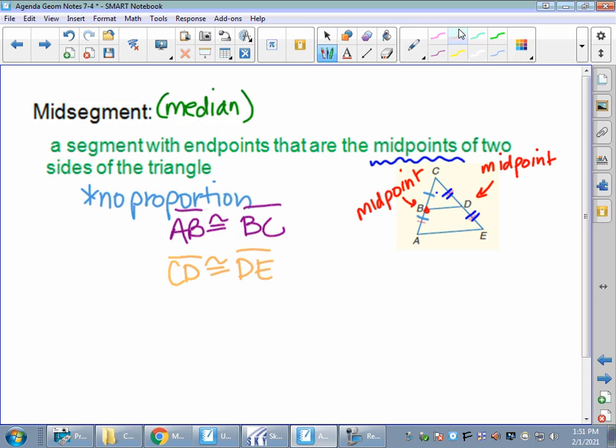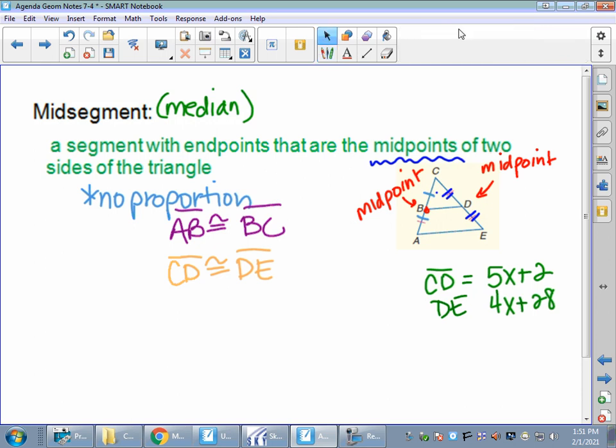And hopefully you can see an algebra problem taking shape here. Maybe I give you some information and I say something like CD is equal to 5x plus 2. Segment DE is 4x minus 28. Find x. So we would just set those equal to each other. I'll make that a plus 28. Set those equal to each other, we can solve for x. So no proportion because they're equal. You don't need a proportion if they're equal.